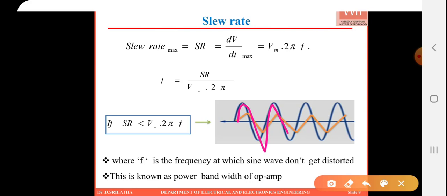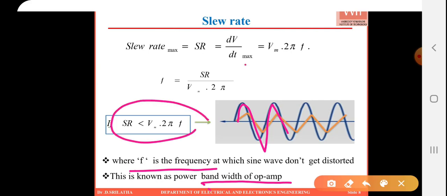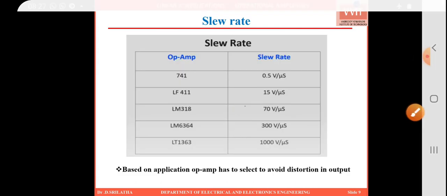So the frequency up to which we don't get distortion at the output is called the power bandwidth of the operational amplifier. This is the frequency up to which, when the slew rate is greater than the maximum slew rate value, we don't get any distortion at the output. Hence such a frequency is called the power bandwidth of the operational amplifier.